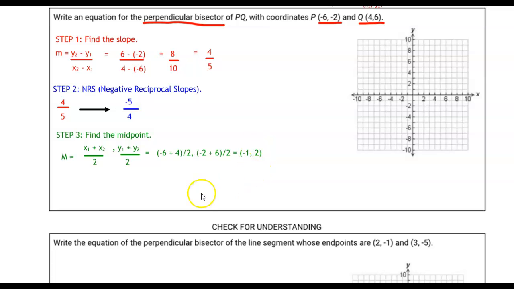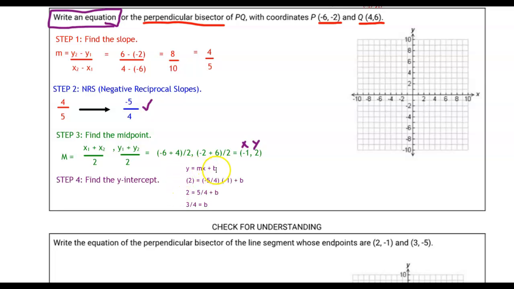That's our midpoint. Now remember, we need two things to write the equation of a line. The equation of a line is made up of a slope and also a y-intercept. We have our slope already, but now we need our y-intercept. We know that the line is going to use this slope and pass through this point, which is a perfect x, y, to use in our equation.